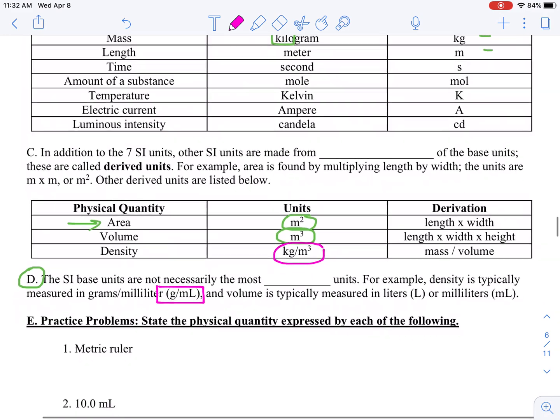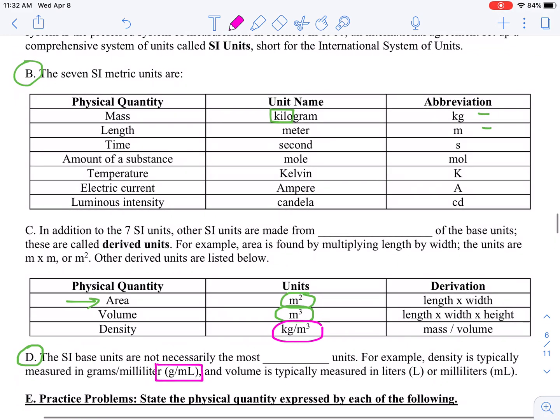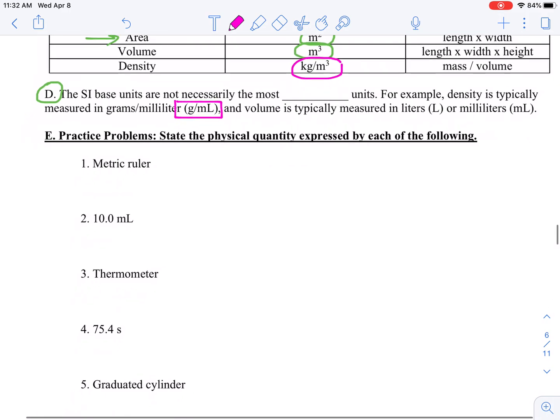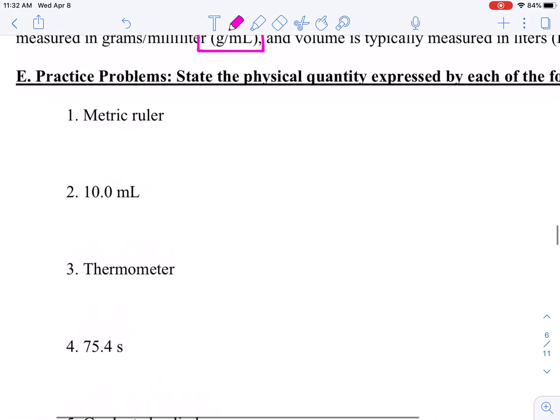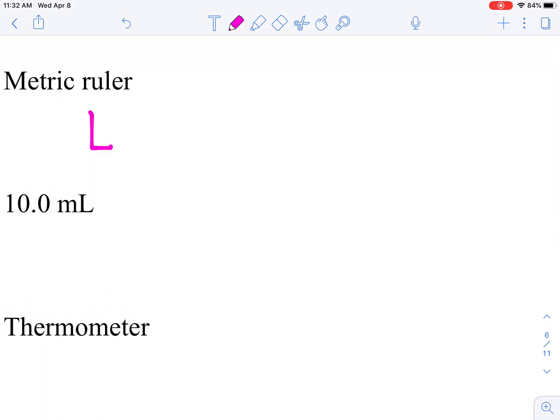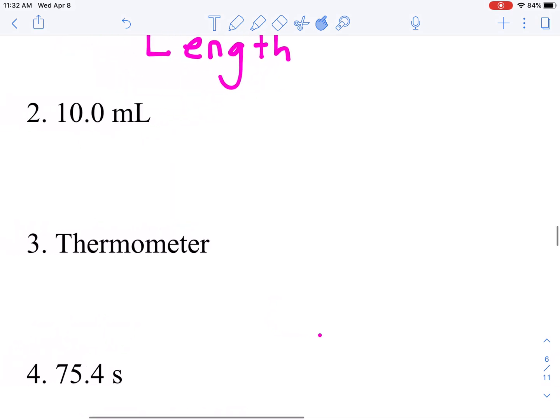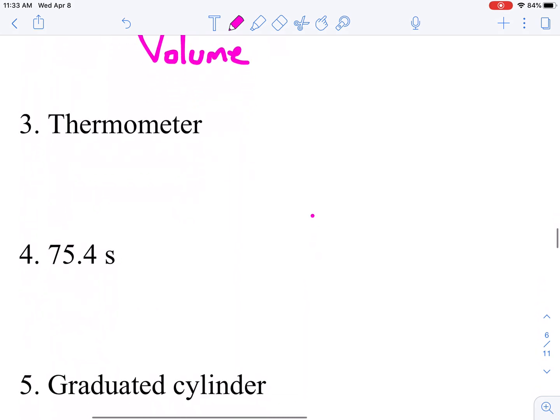So let's do this. Let's have you try stating the physical quantity. And remember, physical quantity is defined right in this column up here. Physical quantity that would be expressed in each of the following measurements. So if we used a metric ruler, what are we measuring? Well, we are measuring length. And we could do that in something like meters or kilometers, km for short. If we had 10.0 milliliters, we are measuring a volume. How would we do it? We'd probably use a graduated cylinder. If we had a thermometer, what are we doing? Well, we are measuring temperature.